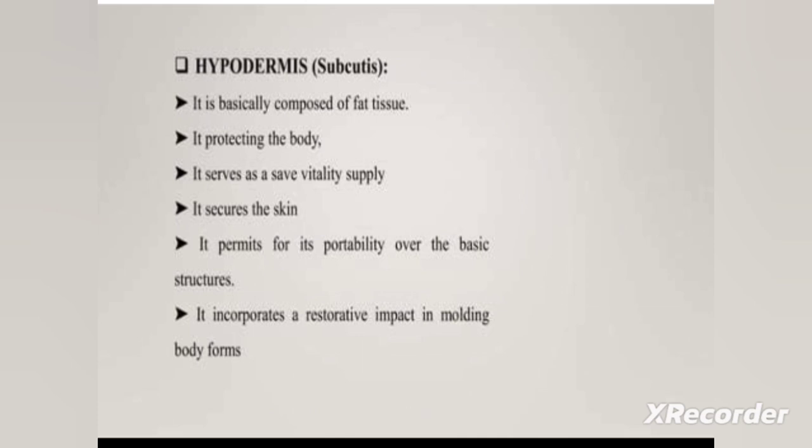It is basically composed of fat tissue. It insulates the body. It serves as a safe vitality supply. It secures the skin. It permits mobility over the basic structures. It also has a restorative impact in molding body forms.